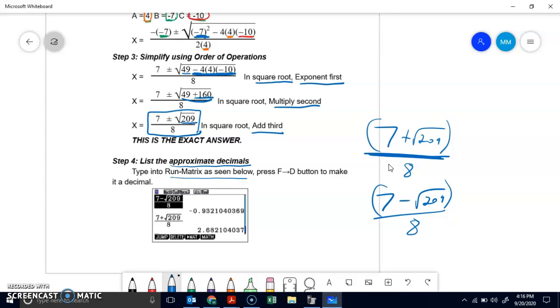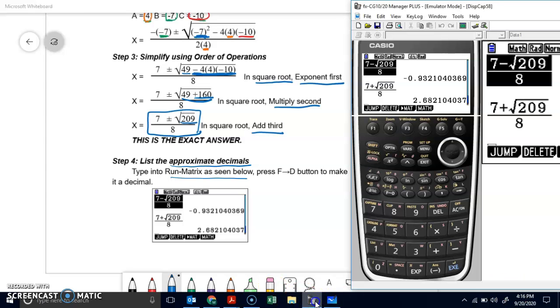So we're going to run this on run matrix, and I'll pull up my calculator. We're going to type it in: 7 minus the square root of 209, all divided by 8. And I'm going to run that for you from scratch. So what this looks like is I'm going to hit the fraction button, and then I'm going to type in 7 minus, and then the square root button. Shift x squared to bring up the square root, 209 over 8. Now it shows you the square root answer, so we're going to hit this FD button above the 8 to turn it into the decimal.